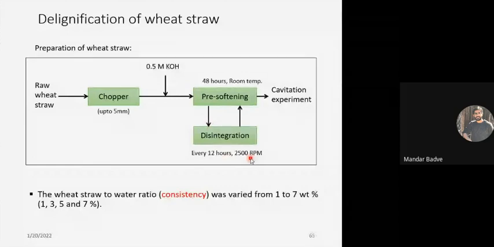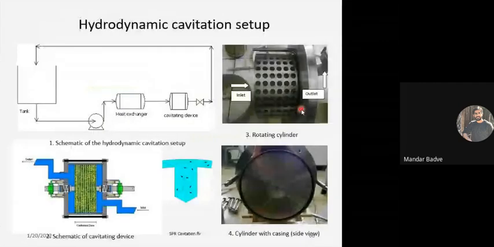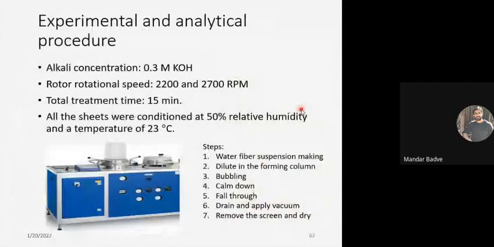Then that pre-softened, alkaline hydrolyzed wheat straw we subjected to cavitating conditions, and then we made paper out of it. So we did the delignification, and then from the delignified wheat straw we made paper sheets, and then we studied the properties of those paper sheets, right? Again, a similar setup was used, which I already talked about. Here, like I said, the alkali concentration was fixed. We did experiments at different speeds. The total treatment time was only 15 minutes.